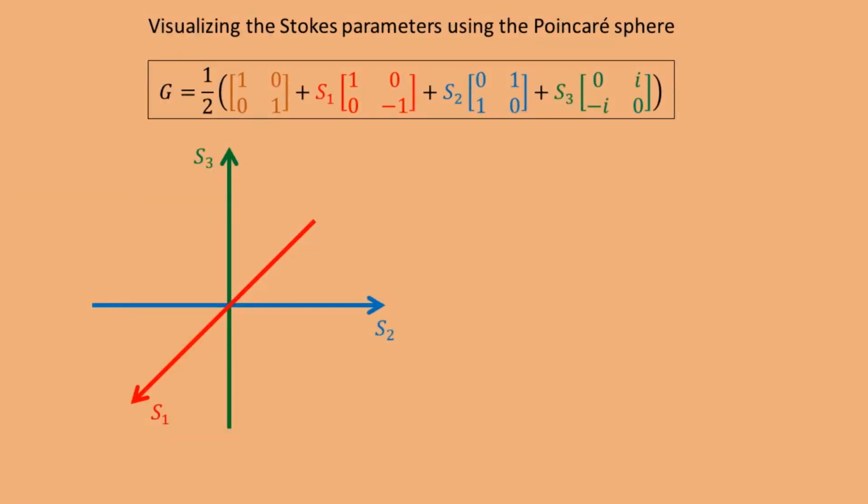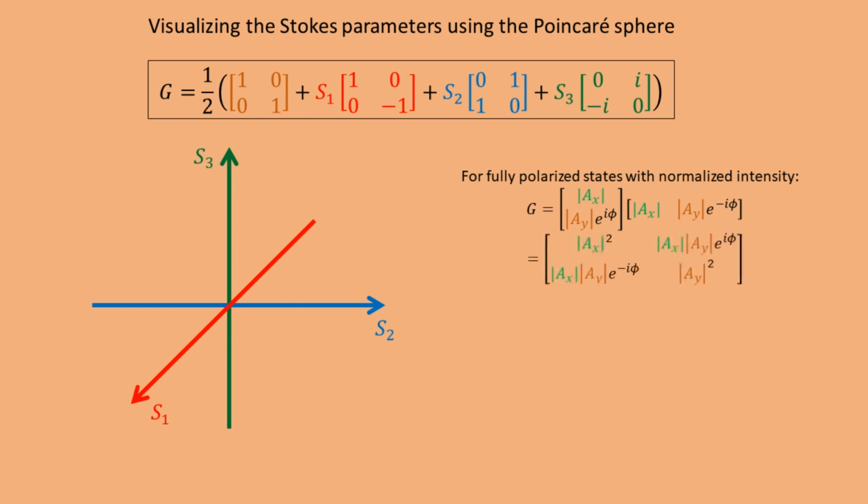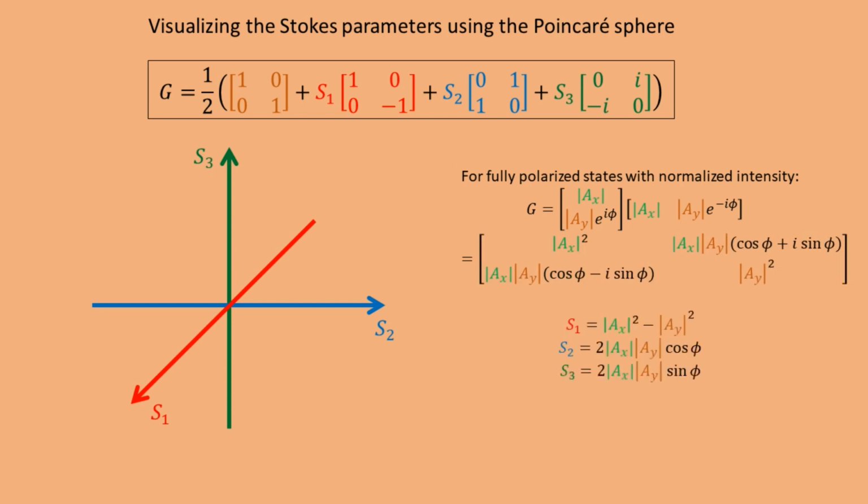There exists a nice way to visually represent all polarization states, namely using the Poincare sphere. Let's define an S1 axis, S2 axis, and S3 axis, which we can use to plot any polarization state. Let's consider a fully polarized state with normalized intensity. This state is defined by the amplitudes of each component and their relative phase difference phi. The coherency matrix is calculated by taking the outer product of the Jones vector. By writing the complex exponential in the off-diagonal elements as cosine plus i times sine, we can straightforwardly decompose the coherency matrix in the Stokes parameters S1, S2, S3.